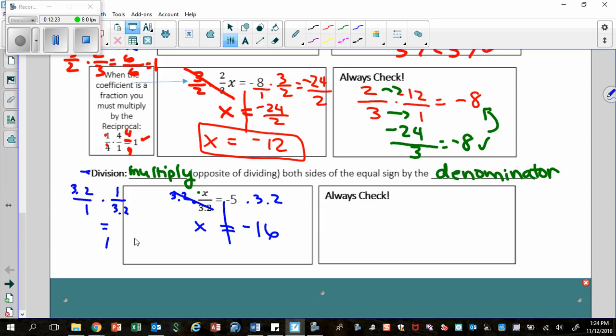And then when we check negative 16 divided by 3.2, we'll see if that gives us negative 5. Go ahead and divide in your calculator, negative 16 divided by 3.2. You should get negative 5. So negative 5 equals negative 5. So we got it correct. Okay. We have one more thing to do on the back, and then I'm going to let you try them on your own.